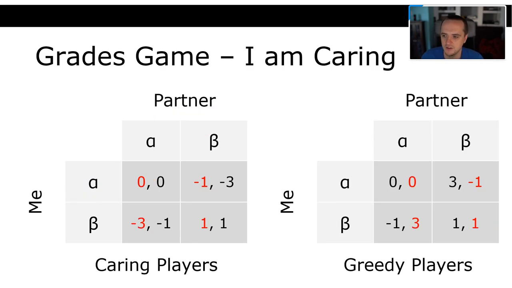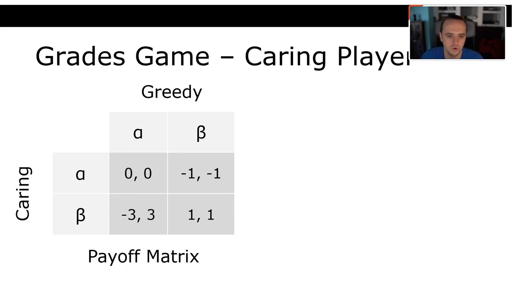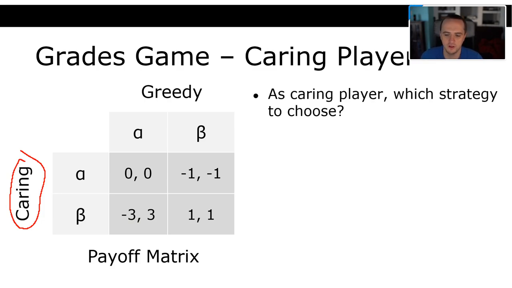Okay, now I did these slides kind of out of order. So this is the case where I flipped the matrix and now I'm going to do that analysis that I just did again, okay? So we're going to have the caring player here on the left and the greedy player on the top. So as the caring player, which strategy do I choose, right?